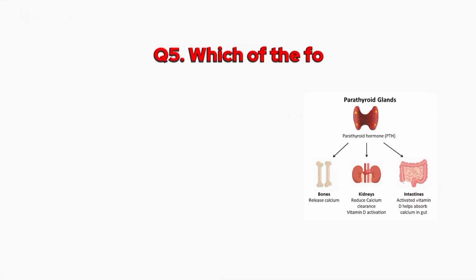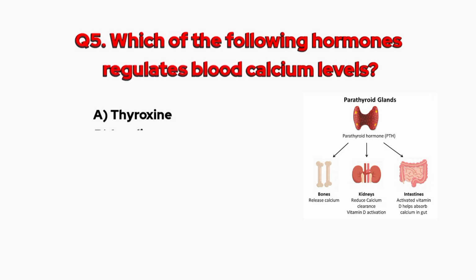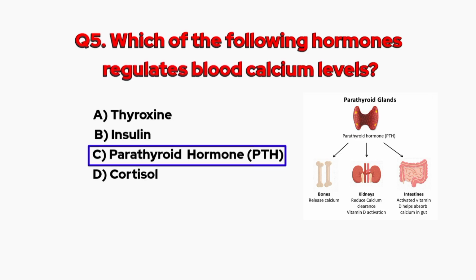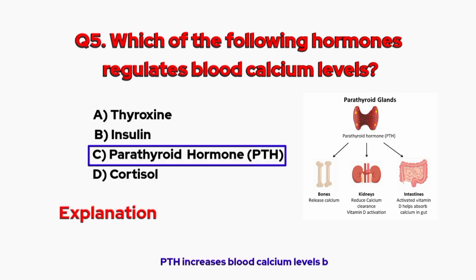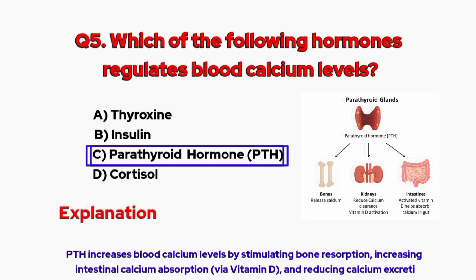Question 5. Which of the following hormones regulates blood calcium levels? Correct option C, parathyroid hormone. Explanation. PTH increases blood calcium levels by stimulating bone resorption, increasing intestinal calcium absorption via vitamin D, and reducing calcium excretion in urine.